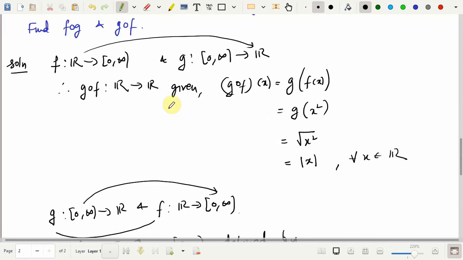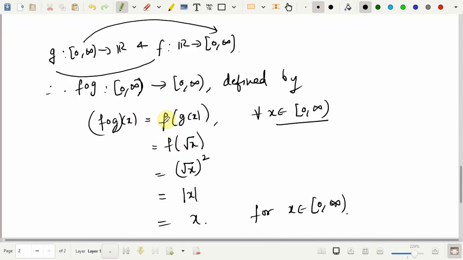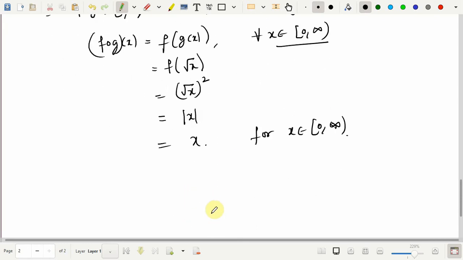Here the domain and the codomain are distinct from f composite g, and since we know that the codomain of f composite g is the non-negative real numbers, its mod is nothing but x. So that's an identity function in this case.